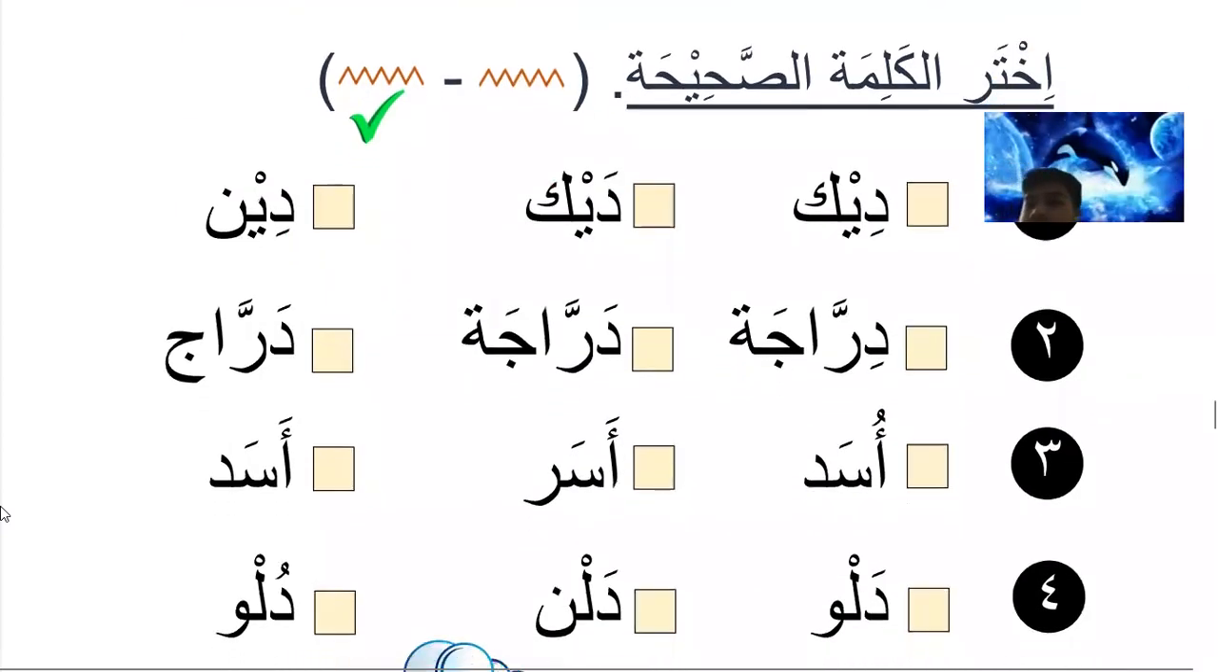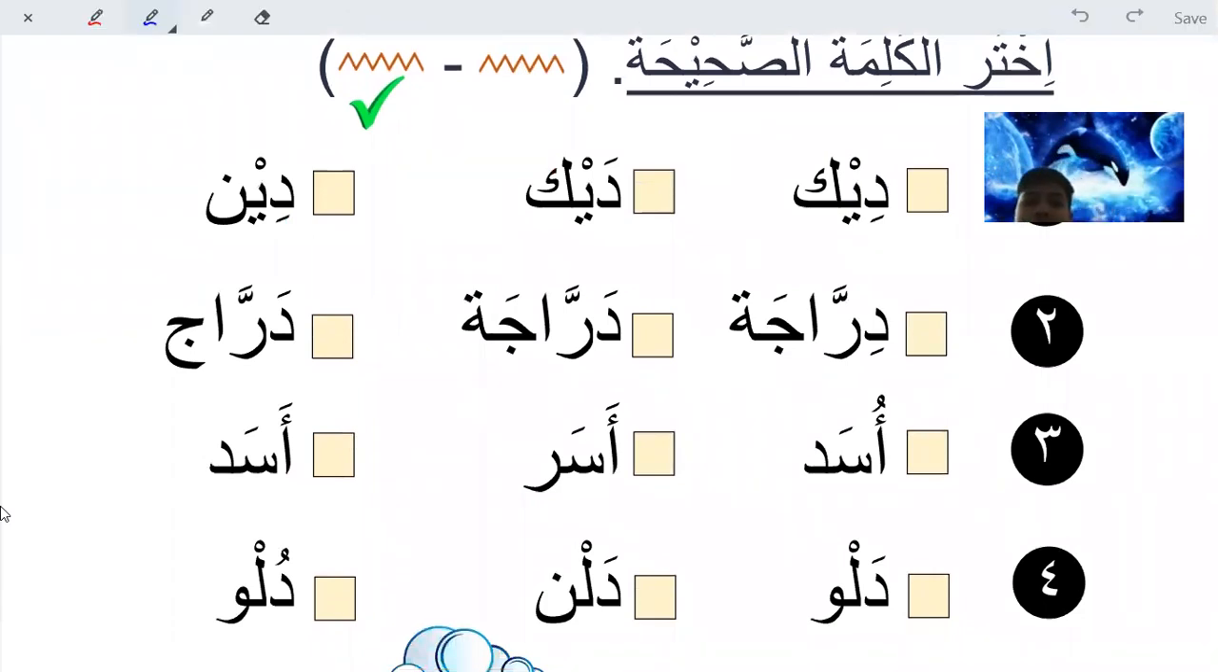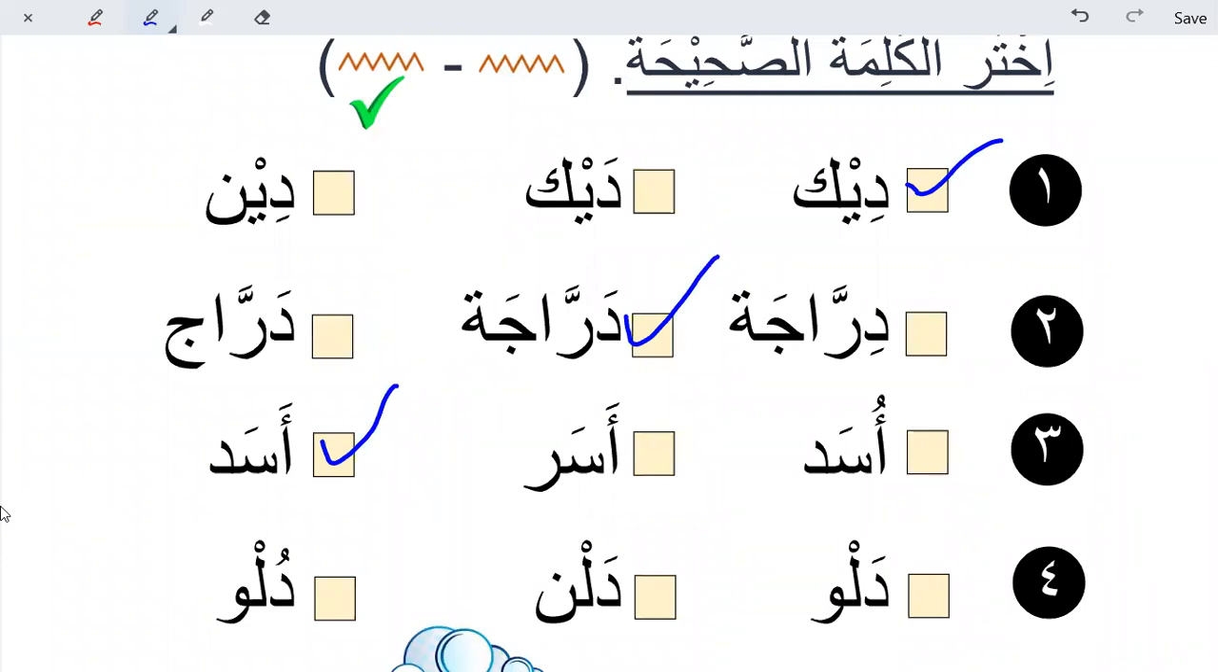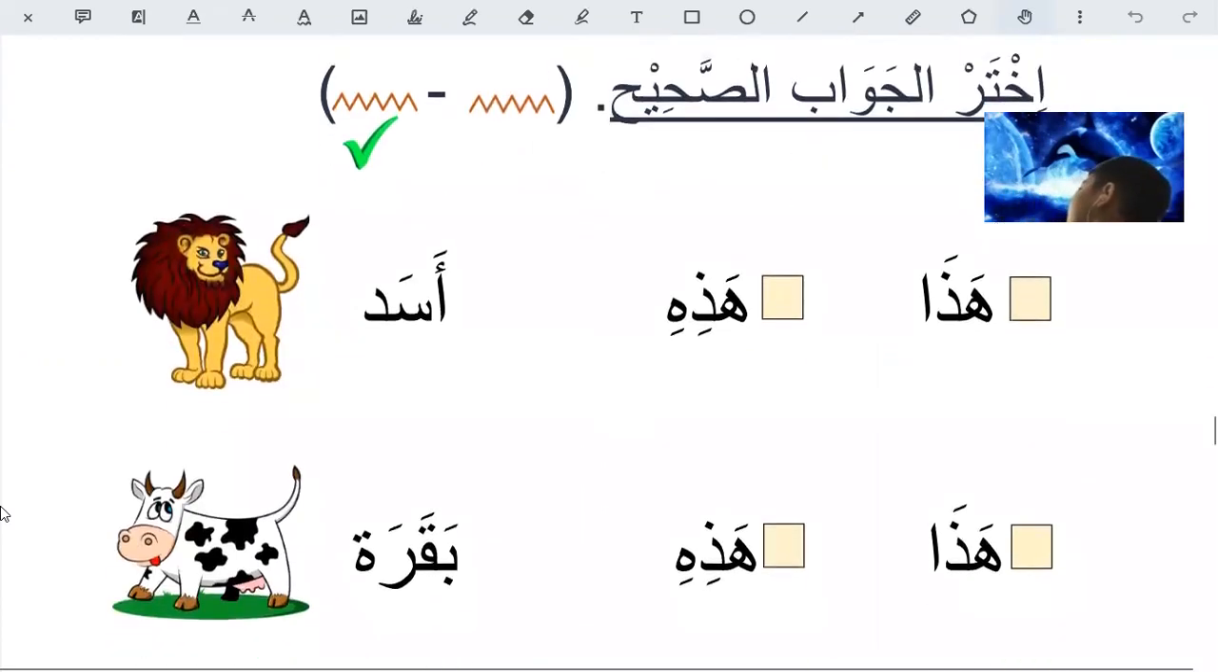Ikhtar al-kalima as-sahiha, choose the correct word. It's the first one. Good. Meaning? Chicken. No, rooster. Rooster. Next. Darajah. The second one. Good. It's Darajah, his bicycle. Good. Asad, the third one. Lion. Good. The third one. No, not the first one. The first one. Meaning bucket. Yeah, bucket.